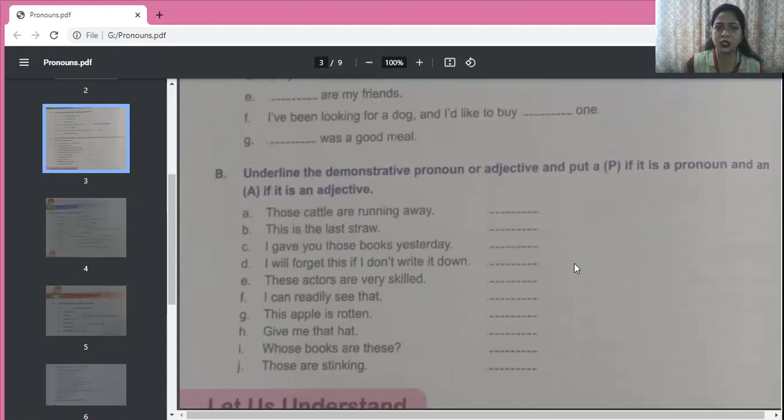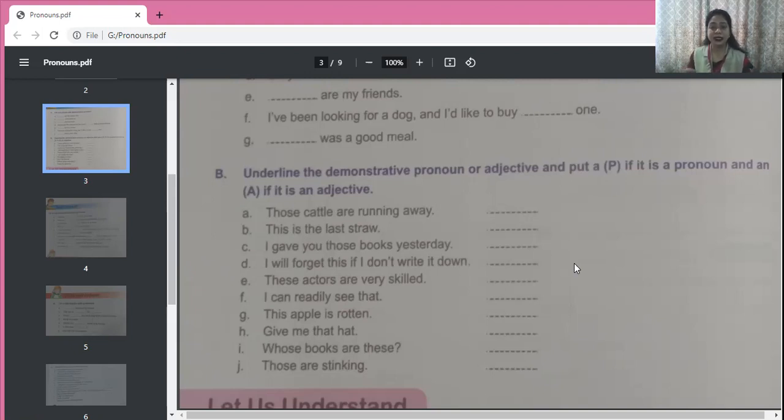Those cattle are running away. Those cattle, those is coming together with the noun cattle for which it is used. So those is a demonstrative adjective. Now this is the last straw. Now this and last straw are separated from each other. So this is a demonstrative pronoun. I gave you those books yesterday. Those books, those is coming together with books. So this is a demonstrative adjective.